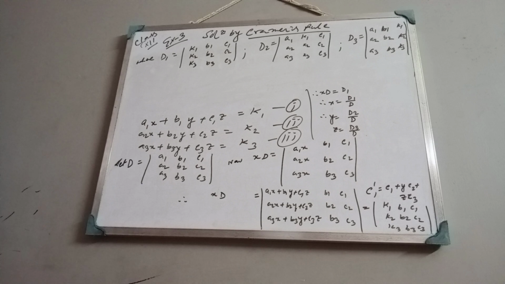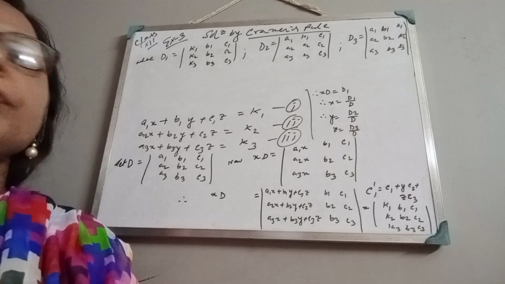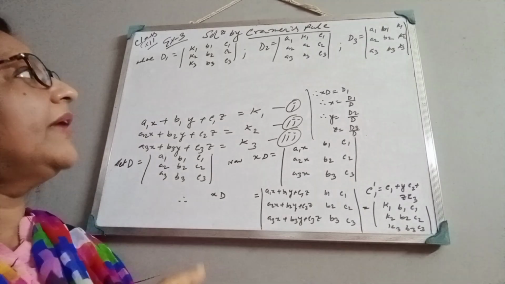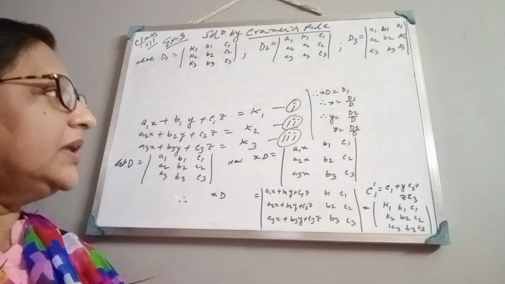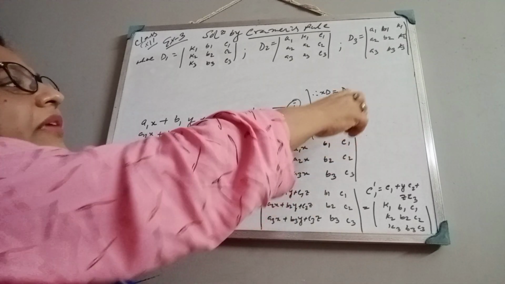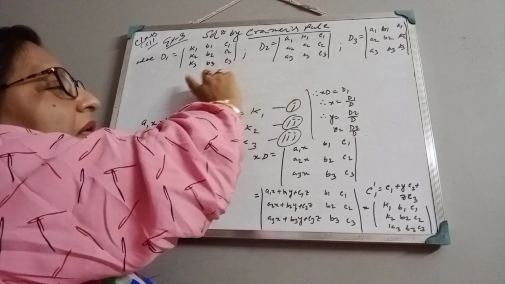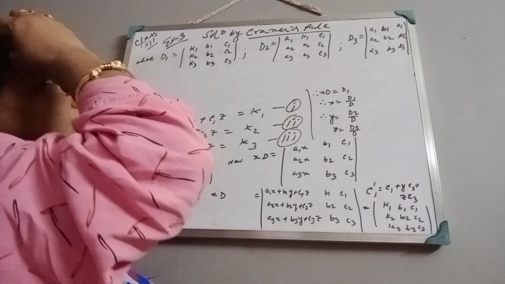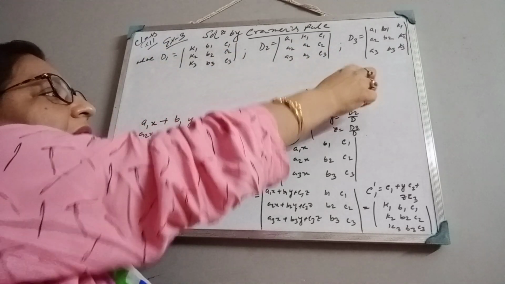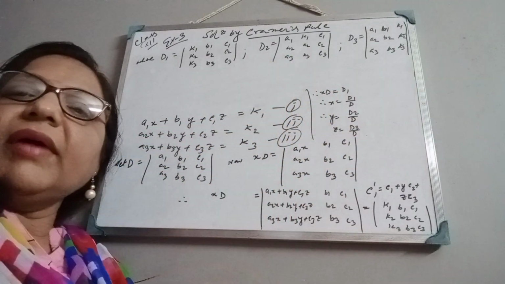Now we will solve one sum, otherwise it won't be clear to you. So all of you just find the values of D1, D2, D3 and D also separately. Then when you write x equals D1 by D, y equals D2 by D, z equals D3 by D, find the value of D1, D2, D3, then put the values here. Then only you will get the values of x, y and z.